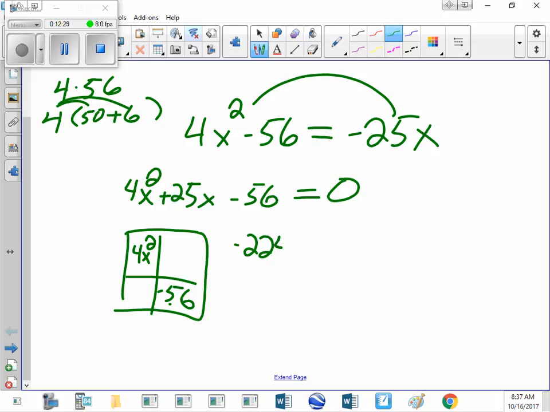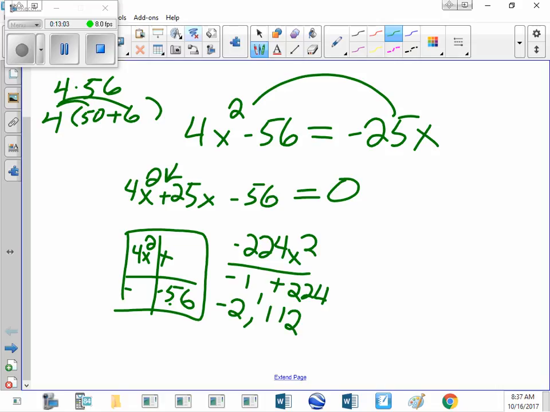So negative 224. And I want to use the factors of 224 to create a 25. That has a negative sign, which means they're different. And this one is positive, which tells me the bigger one's positive. So plus, minus, and over here it will be minus, plus. 1 and 224. That doesn't work. Negative 2 and 1, 12. That doesn't work. I'm going to need somebody with the calculator.